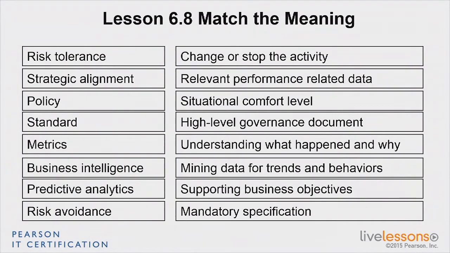Let's go into lesson 6.8, match the meaning. Terms on our left-hand side: risk tolerance, strategic alignment, policy, standard, metrics, business intelligence, predictive analytics, and risk avoidance. Some of the terms are new from this lesson, some you've had before. So go ahead, put me on pause, match up the meaning, come on back as soon as you're ready, and we'll go through these together.